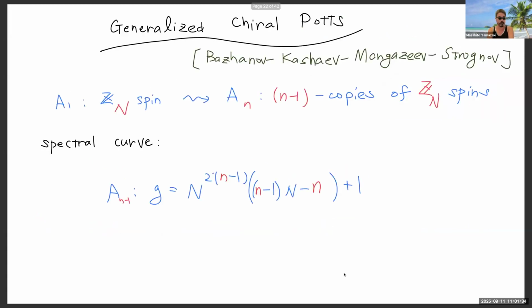So let's first go to this generalization to the A_{n-1} case. Fortunately, there is already a generalization of the chiral Potts model discussed by Bazhanov, Kashaev, Mangazeev, and Stroganov. Sorry, there was an A missing here, sorry about the typo. In the A1 case, which is the original chiral Potts model, you have Z_N spins, with N the number of components. Then there is an A_{n-1} generalization, which contains n minus 1 copies of these Z_N spins. They constructed a remarkable model whose spectral curve has a genus given by this formula, so it grows even faster than the A1 case.